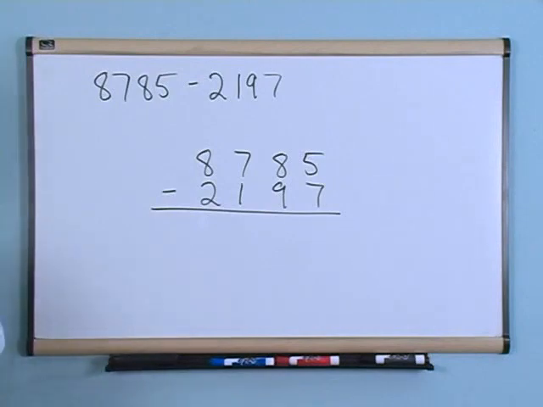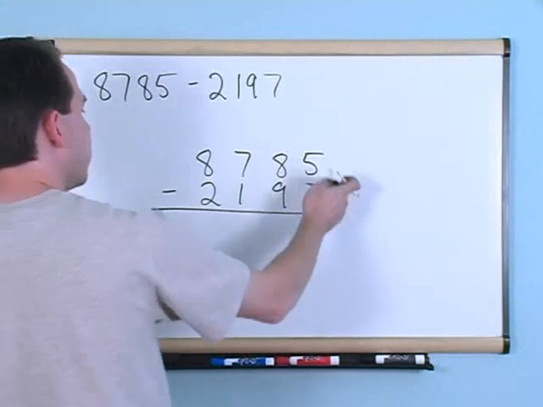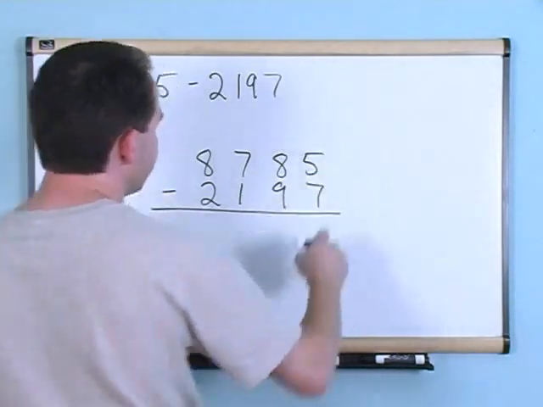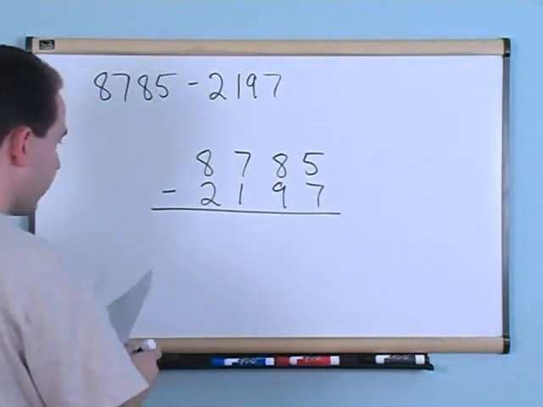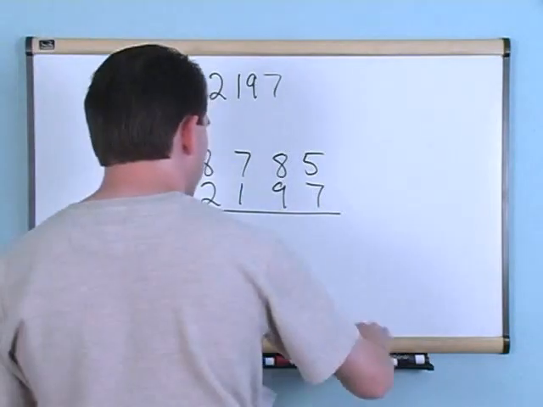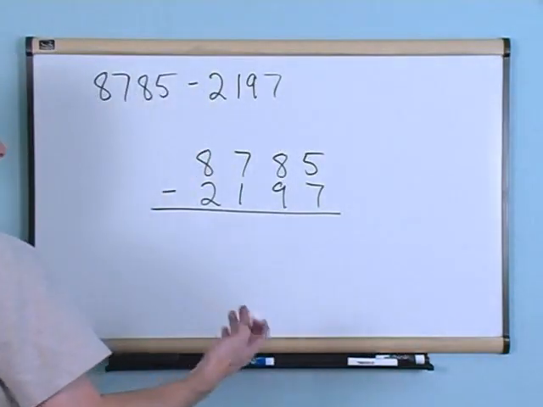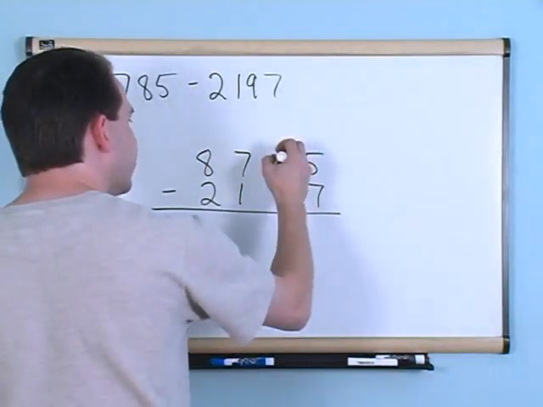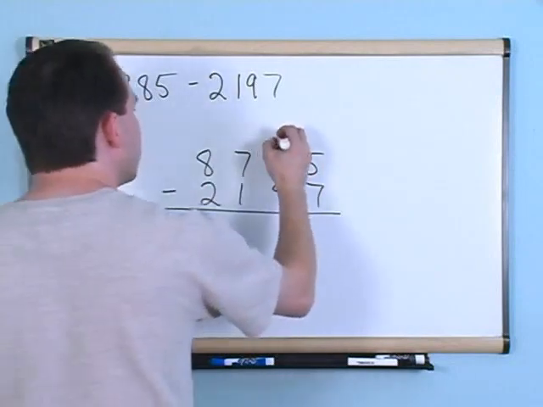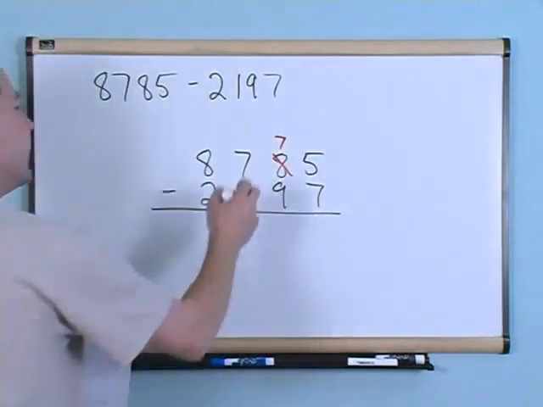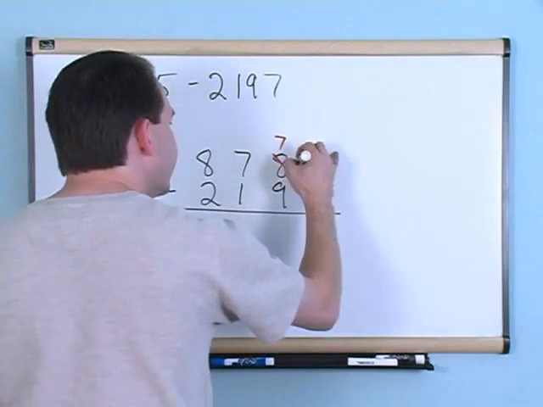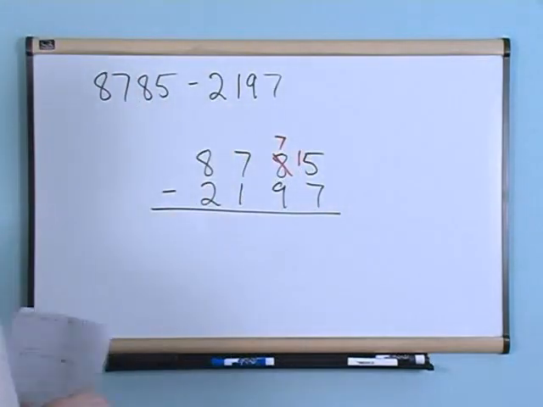First thing I'm going to do is start working in the right-hand column. 5 minus 7. Well, I've got a problem because the 5 is smaller. So I need to do some borrowing, right? Where am I going to borrow from? I'm going to borrow from just to the left. I'm going to scratch this 8 out. I'm going to make him a 7. Okay? And the 1 that I took away from here, I'm going to put in front of the 5, making him a 15. Okay? That's exactly how you borrow.